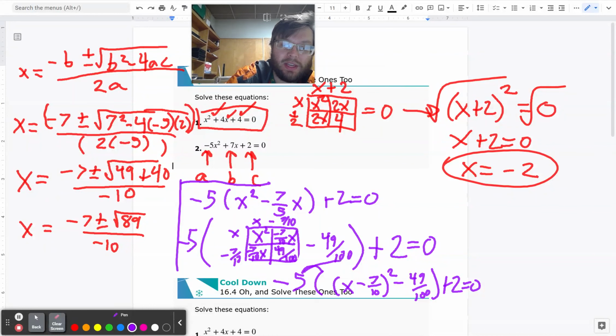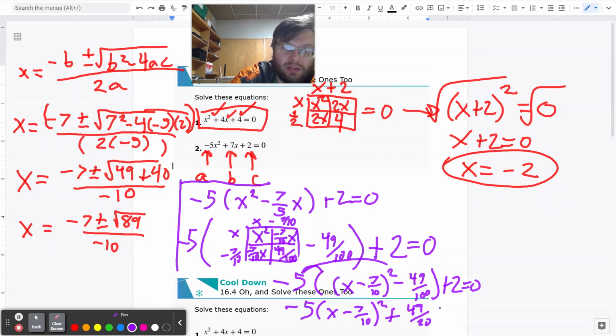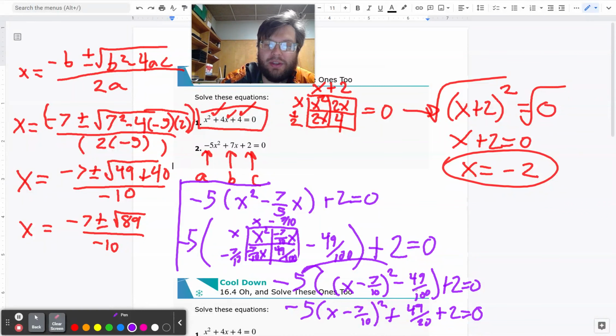You distribute the negative 5 to get negative 5 times x minus 7/10 squared plus 49 over 20 plus 2. What I did there is negative times a negative makes a positive, and 5 over 100 is 20. So rather than multiplying 5 times 49, I divided 5 and 100 to make 20. Then I can combine those two pieces together.